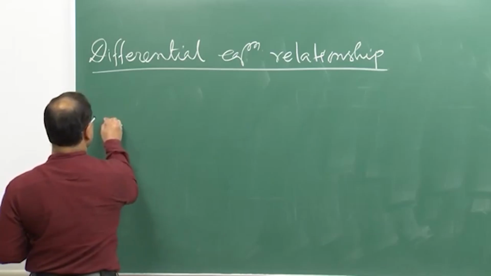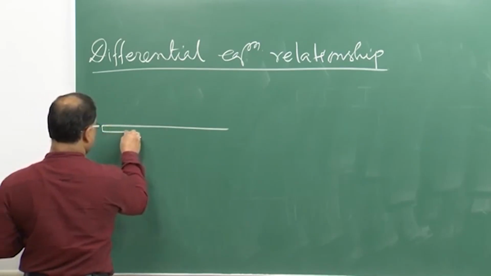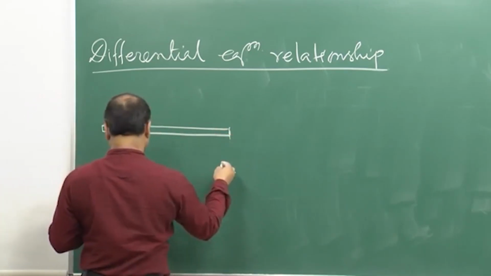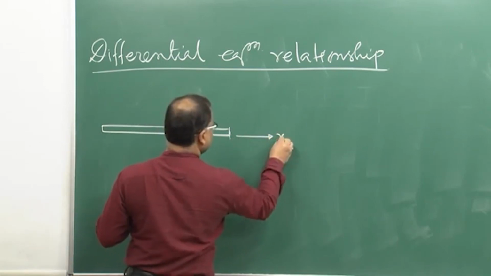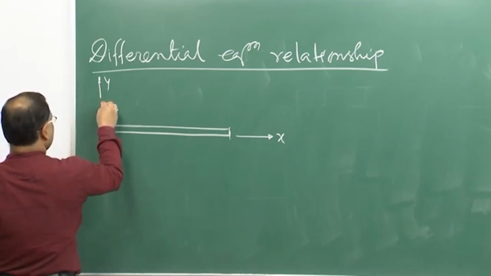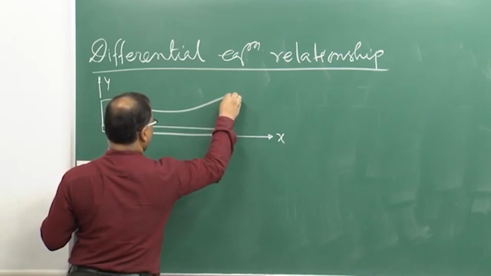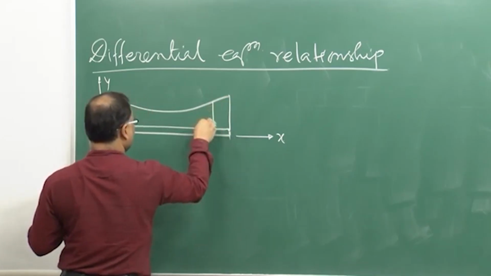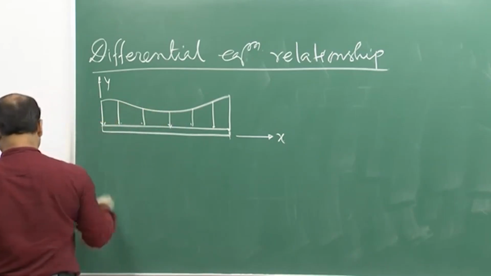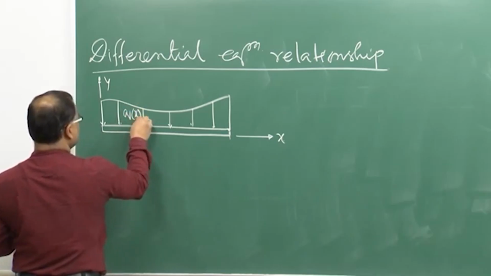Okay. So, suppose this is my beam. This is, say, the x direction, and this is, say, the y direction. I have some distributed load over the beam. That is nothing but, say, intensity q(x).